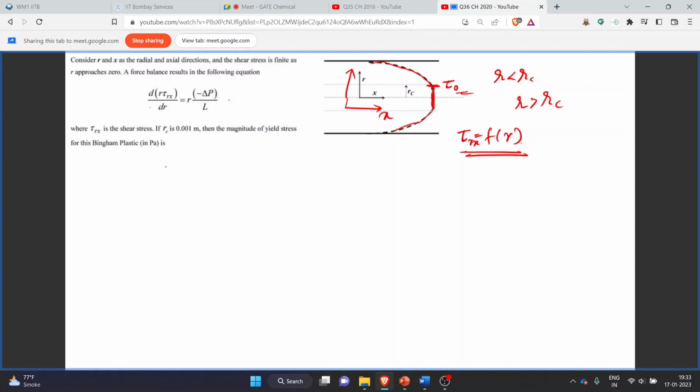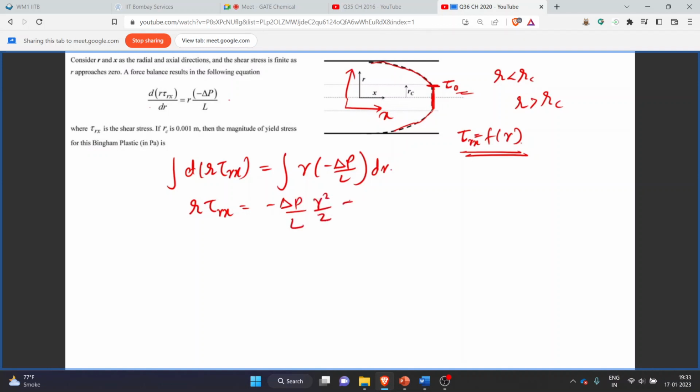To integrate this equation, we can write the integration of d of r tau rx is equal to the integration of minus delta P upon L times r dr. If we integrate this, we get r tau rx is equal to minus delta P upon L, which remains constant, times the integration of r, which is r square by 2, plus some constant. We can also write this as tau rx is equal to minus delta P upon 2L times r plus C upon r. Now from the given information, we need to find the value of this constant C.